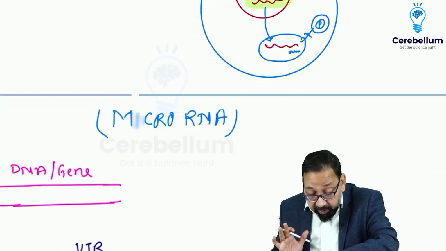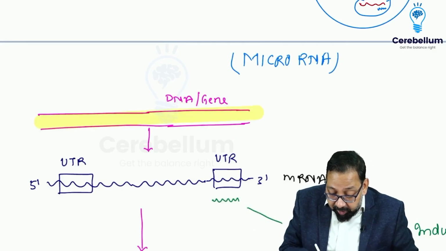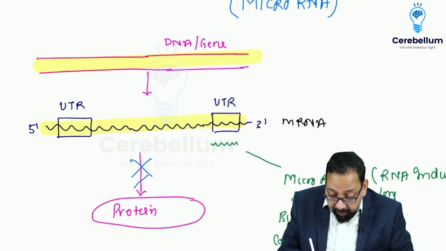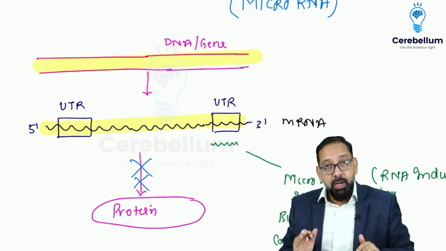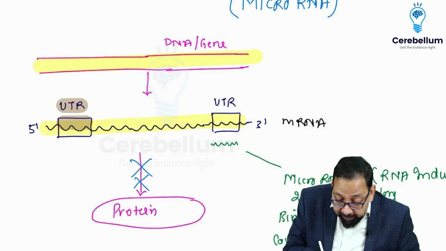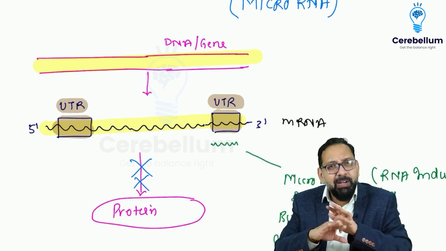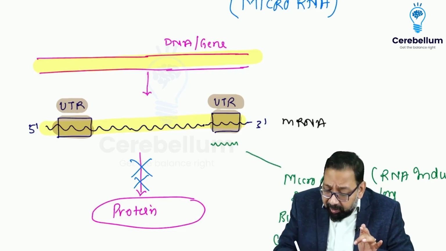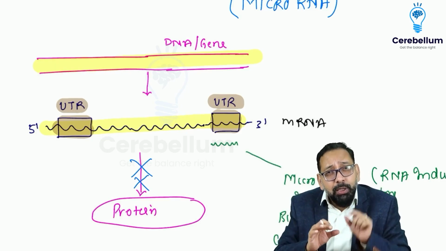So now understand the concept of microRNA. Suppose this gene is activated and synthesizes messenger RNA. Now we don't want protein from this messenger RNA. How will we inhibit it from protein synthesis? We found that in messenger RNA, there is an untranslated region at the 5' end and an untranslated region at the 3' end. Normally we don't discuss this part, but at the 3' end there is an untranslated region. And microRNA is very small.